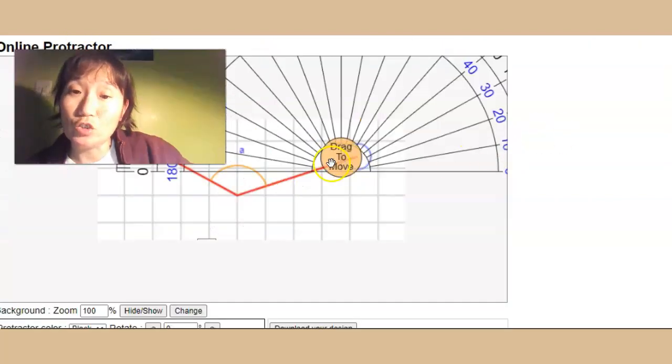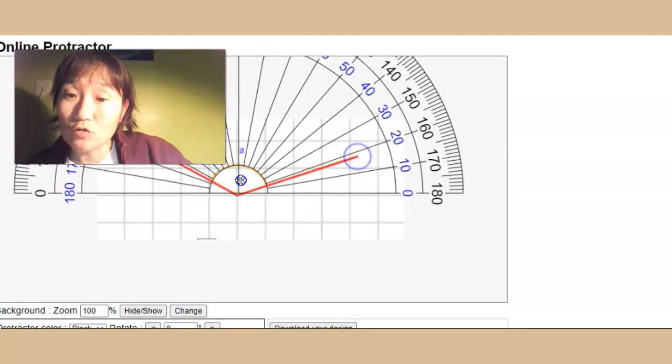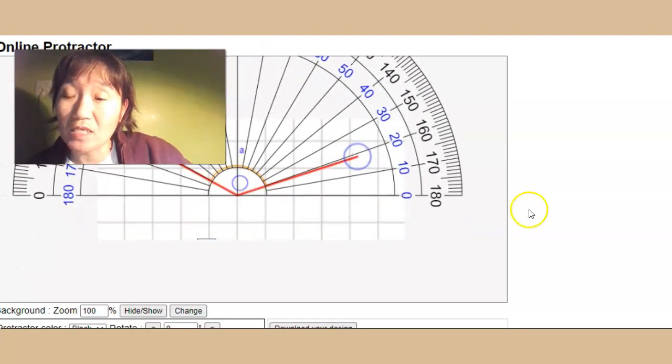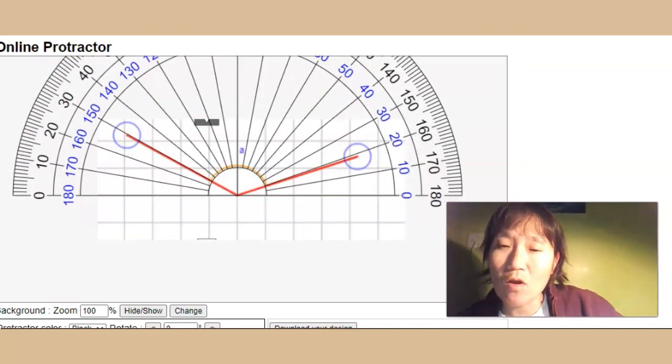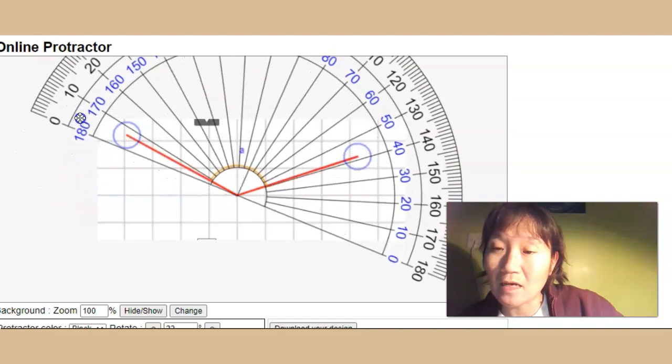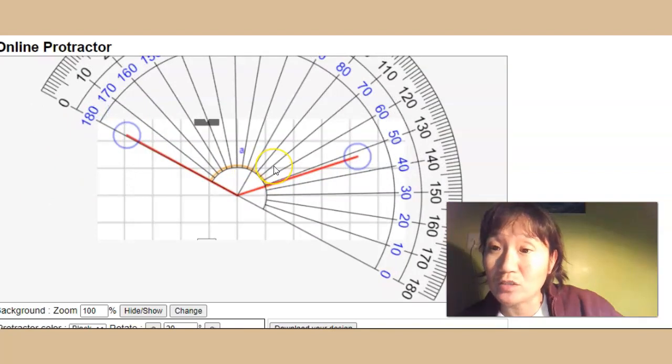So now I have a new angle I would like to measure. If I take it and plop it right in the middle here, move my face out of the way, I notice that I have a problem. Neither one of the arms on my angle lines up with anything. So now I could come over here and line it up with the 0 on this side. I could do that, absolutely. I can do either.